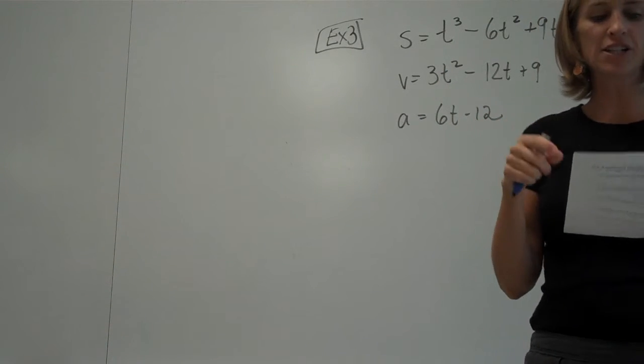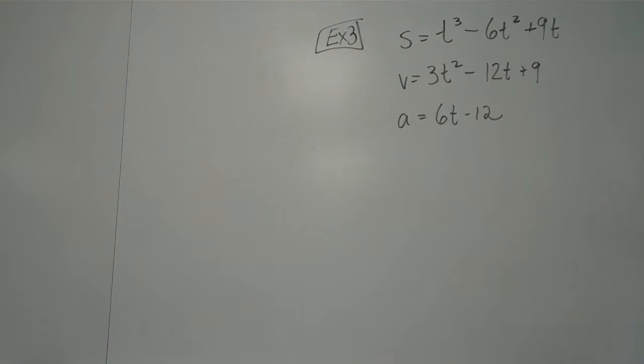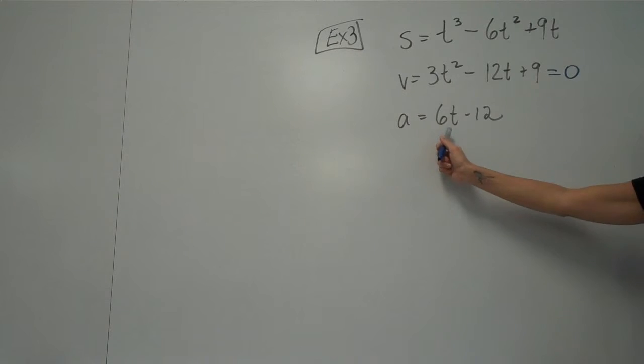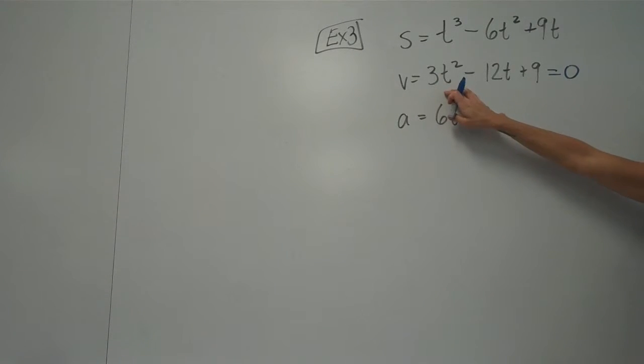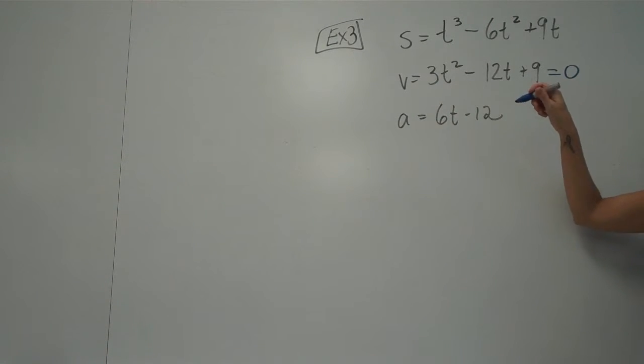Find the acceleration each time the velocity is 0. So they're telling you they want the velocity to be 0, and they want to find out at what times that happens. Find out what times that happens and plug it into acceleration. So what's the acceleration each time the velocity is 0? Set it equal to 0 and solve it.